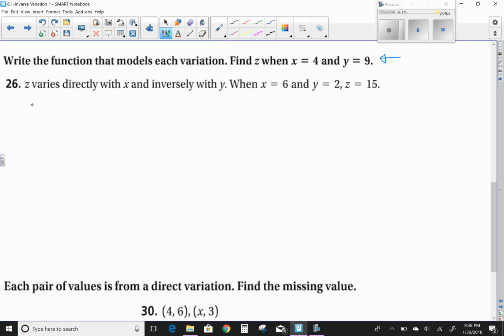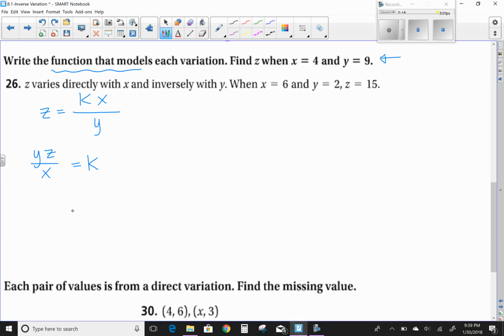Okay, so z varies directly with x and inversely with y. So I have an inversely, and that means it's going to go on the bottom. Directly goes on top. And it's telling me that when x equals 6 and y equals 2, then z equals 15. So I do have to find the model. This says find the function, so I got to figure out what k is equal to. And k equals yz over x.